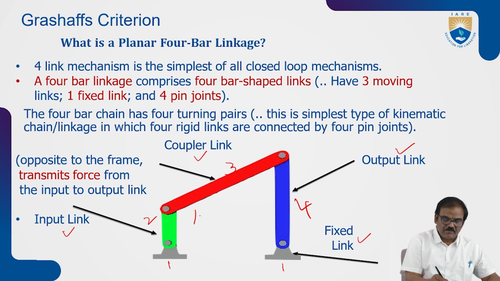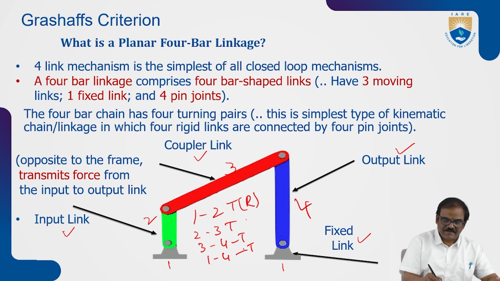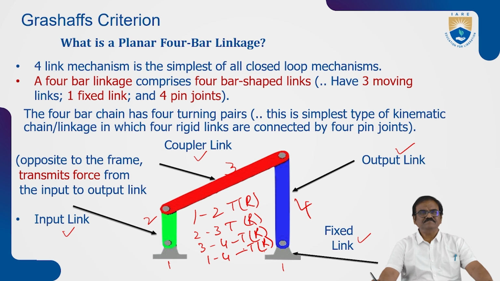Okay. 1 to 2 turning pair. 2 to 3 turning pair. 3 to 4 turning pair. 1 to 4 turning pair. All these are revolute or turning pairs, as we call them. Okay, so now we have understood the nomenclature.